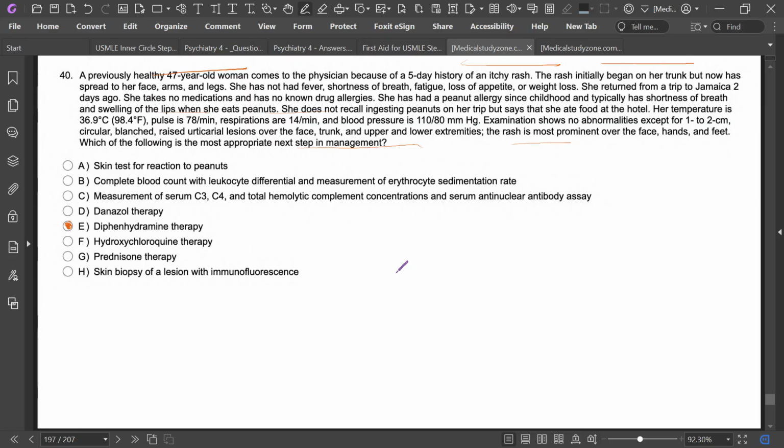So it is urticaria, isn't it? So for urticaria, antihistamine is the choice. Do you want me to read the explanation? Yes, please. Okay.